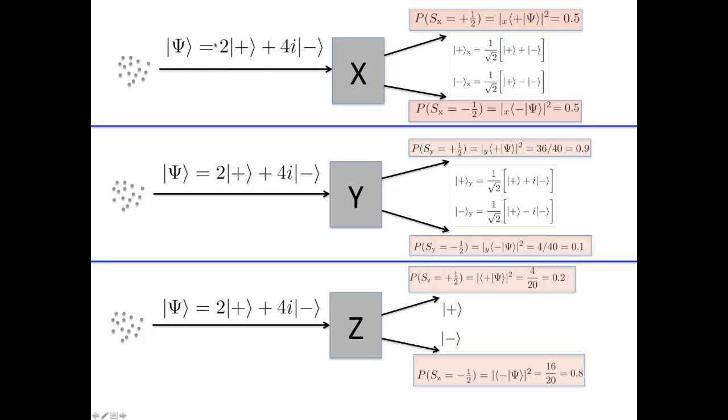If you feed this beam of atoms that are known to be in this state into the x Stern-Gerlach apparatus, then you'll measure spin up with a probability of 50% and spin down with a probability of 50%. If instead of x they pass through a y Stern-Gerlach detector, then you'll measure 90% with spin up and 10% with spin down. And finally, if you feed the same beam of atoms in the same quantum state through a z Stern-Gerlach detector, then you'll measure spin up with a probability of 20% and spin down with a probability of 80%.